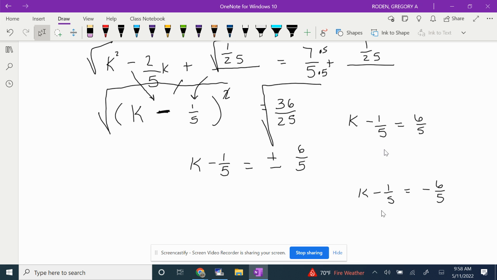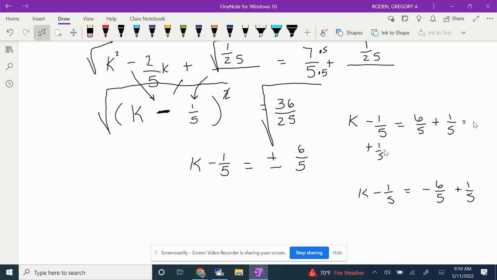Y'all see that? And we're going to solve this by adding 1/5 to both sides. So we're taking 6/5 and adding 1/5 here. We're taking negative 6/5 and adding 1/5 here. Guys, what's 6/5 plus 1/5?